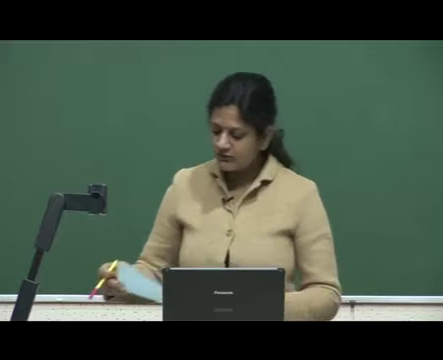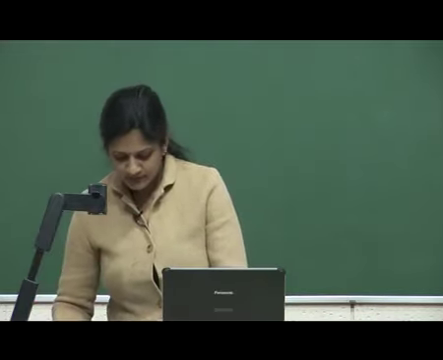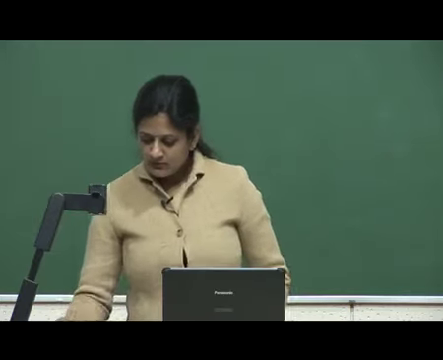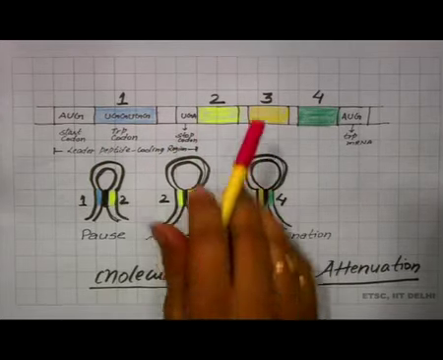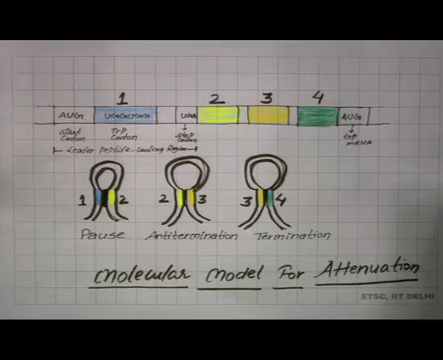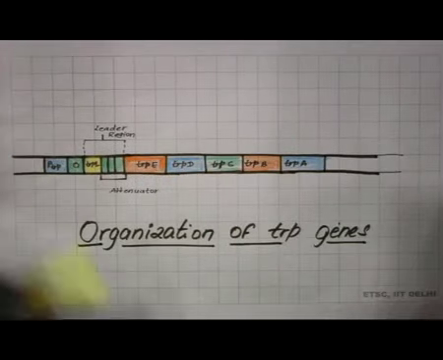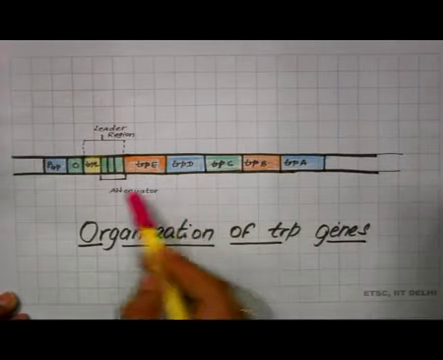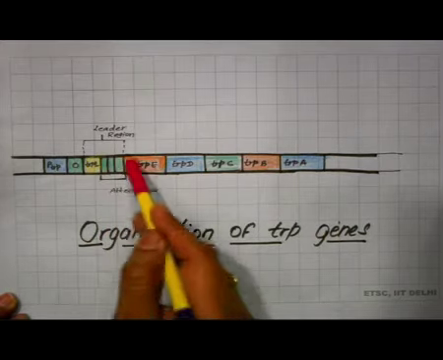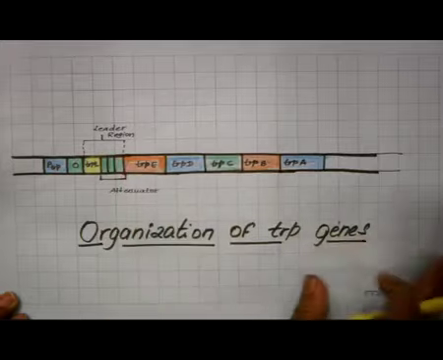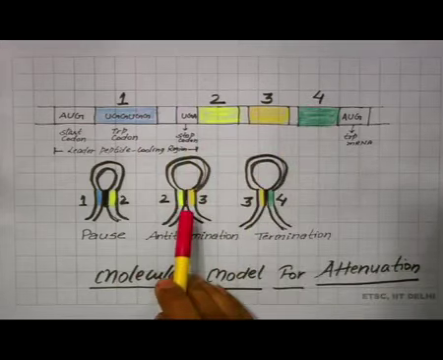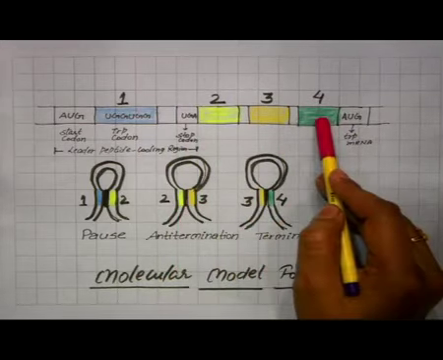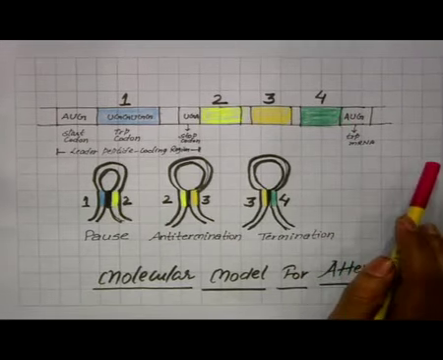So, here is the organization of attenuated sequences. Here you can see there are 4 regions, 1, 2, 3, 4, in the TRP operon system. These are the attenuated sequences just upstream of the structural genes, arranged in this manner, 1, 2, 3, 4, and downstream of the 4 sequence are the structural genes for TRP biosynthesis.